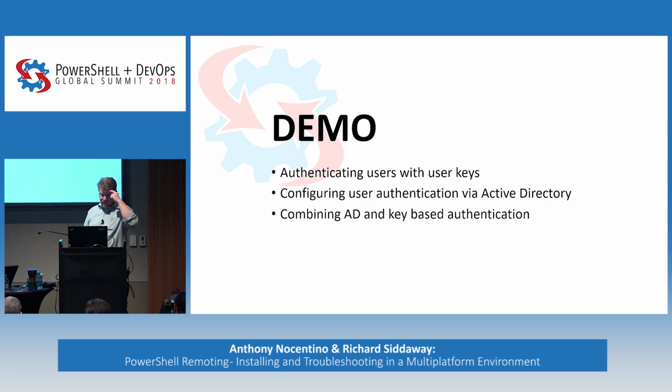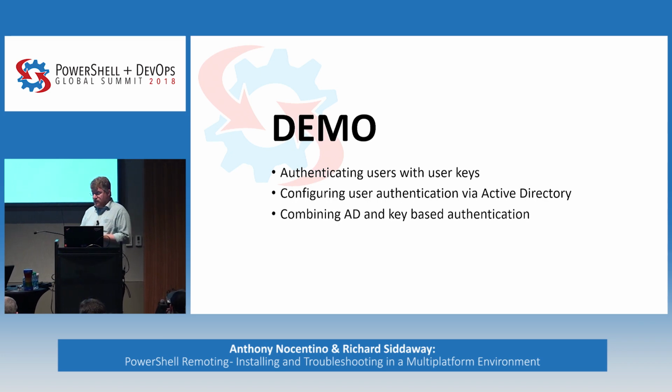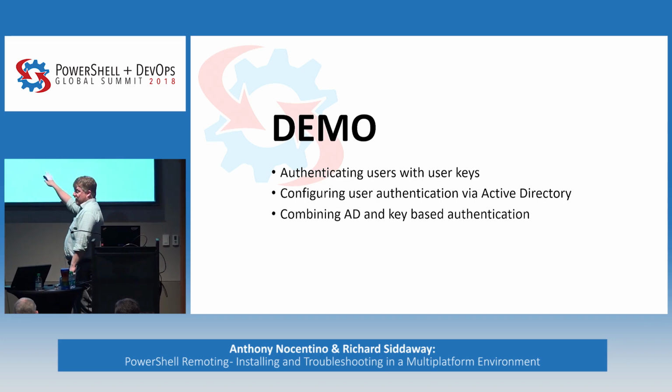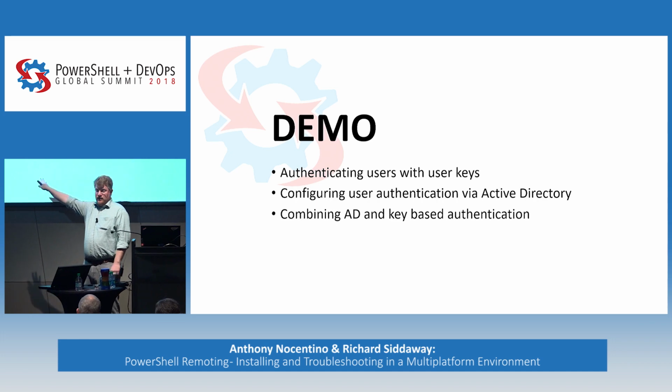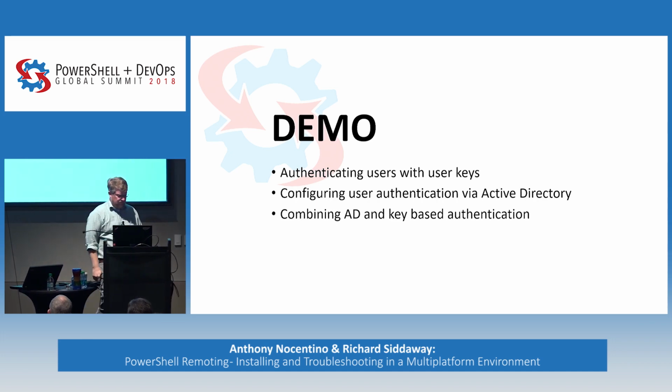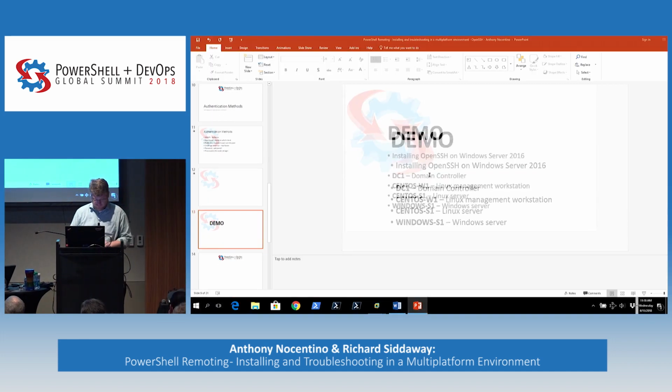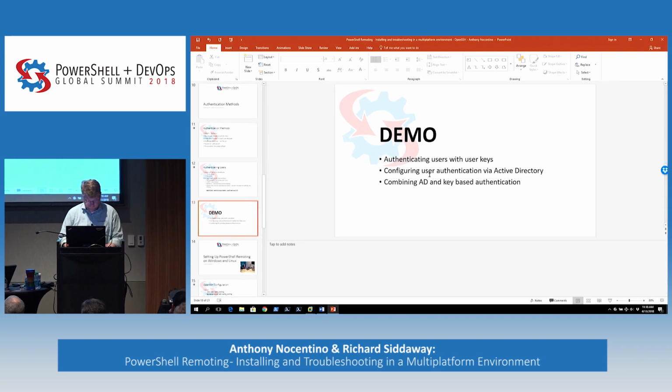So let's do some stuff with authentication. We're going to do some user keys because that's always a common tripping point for folks. I want to walk through how to generate a key, distribute a key, and things like that. We're going to configure AD auth together, and then we're going to combine them together and see how that works. If you guys have any questions, feel free to ask.